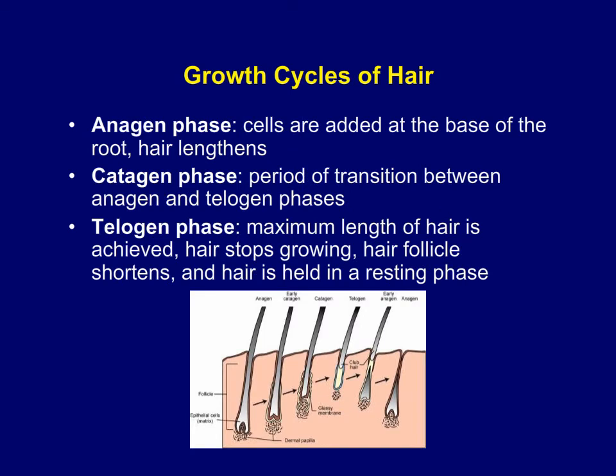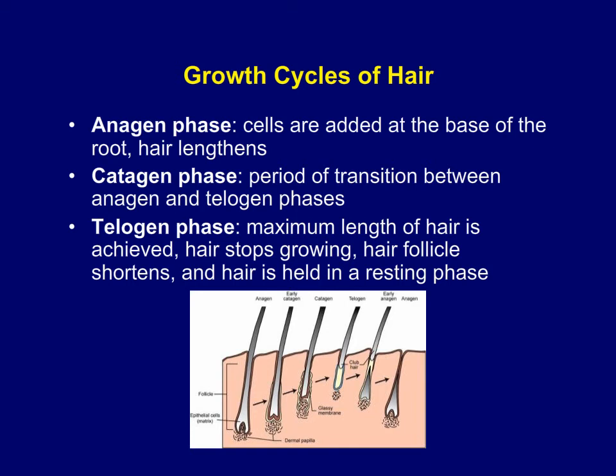Okay, if you already have furry family members at home, that is cats and dogs, you're probably already aware that hair growth does occur in a cycle. The first phase of this cycle is the anagen phase. This is the phase when the hair is actively growing and increasing in length. The telogen phase, on the other hand, is the period where maximum length has already been obtained and the hair is basically held in place for some time.